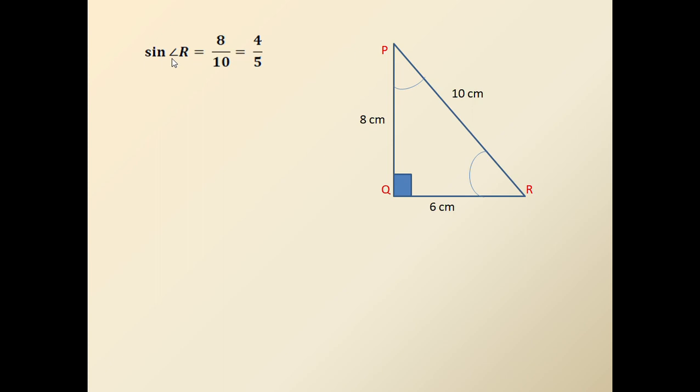So sine of angle R, and here it is sine, that is opposite by hypotenuse. For angle R, opposite is PQ, and hypotenuse is not going to change, so it is PR. So 8 by 10, and the ratio is 4 by 5. Similarly, sine of angle P will be opposite, that is 6, by PR, hypotenuse, and that is 3 by 5. We can observe here that sine of angle R we are getting 4 by 5, sine of angle P we are getting 3 by 5.